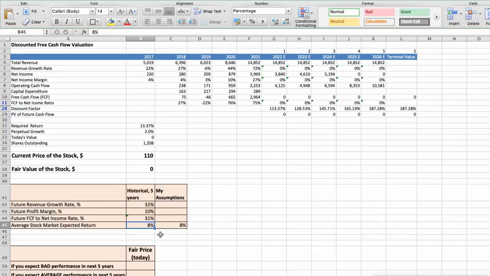First scenario. AMD will have bad performance in next 5 years, and we will use the following parameters in our calculation. Future revenue growth rate would be low, 34%. Future profit margin would be low, 20%. Future free cash flow to net income rate would be low, 75%. In this case, the fair value of the stock today would be $53.